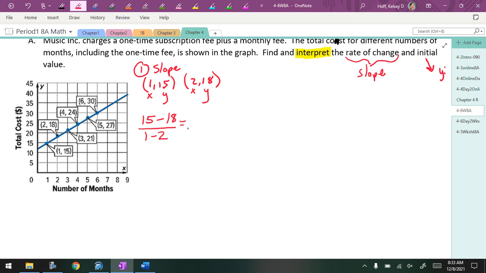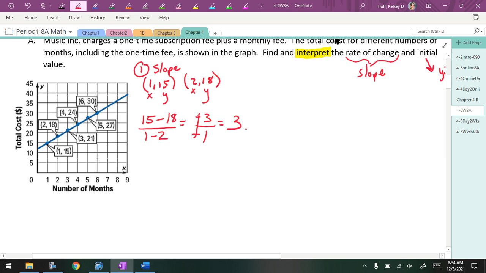Question? Oh, you're going to do it for me? 15 minus 18 is, careful, negative 3. 1 minus 2 is negative 1. A negative divided by a negative is a positive. So my slope is actually 3. And Miss Hoff is going to tell you, make it a whole number. I'm also going to tell you it's going to be a whole number all day today, which is a really good thing. No fractions. Okay, no fractions.